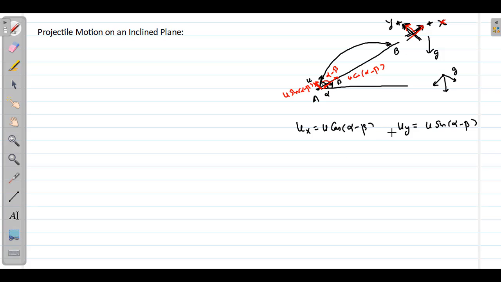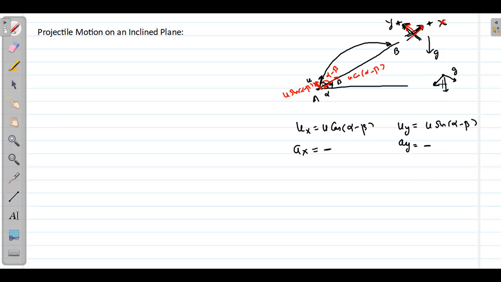Now we have to find the components of acceleration: what is ax along the x-axis and what is ay along the y-axis. This component of g is opposite to the x-axis, so it will be taken negative. Similarly, ay is the component perpendicular to the inclined plane, and it is opposite to the direction we have chosen positive, so it is also negative.